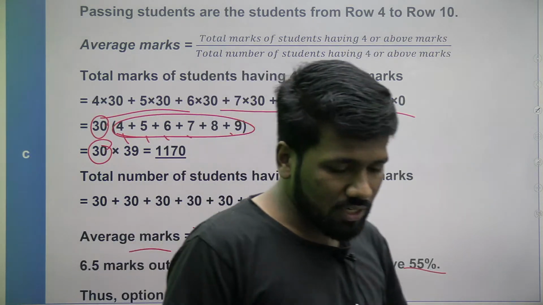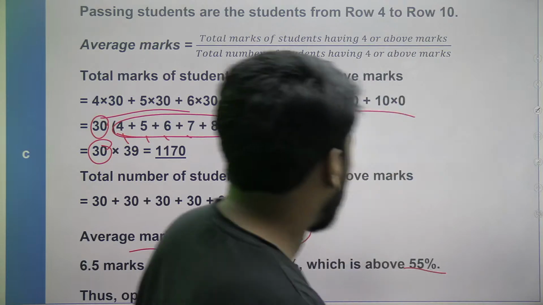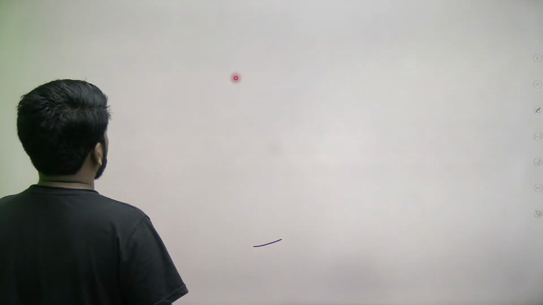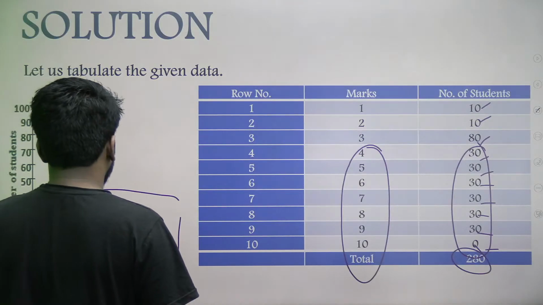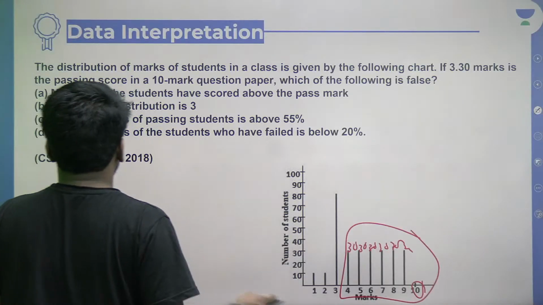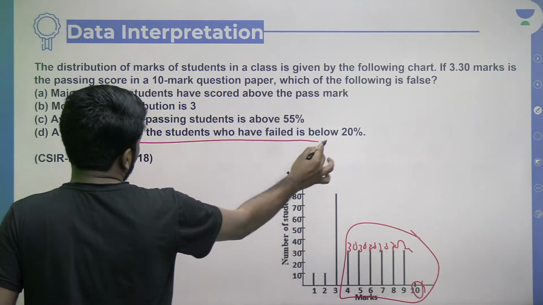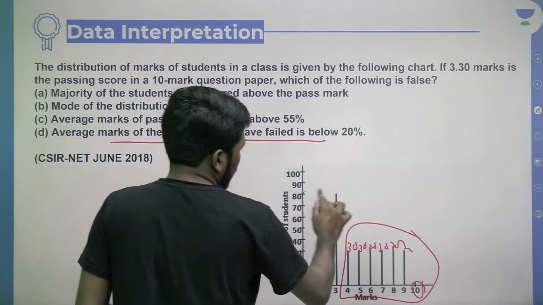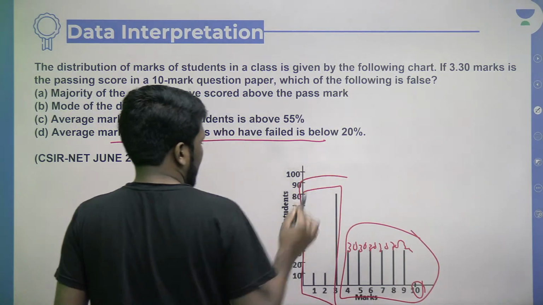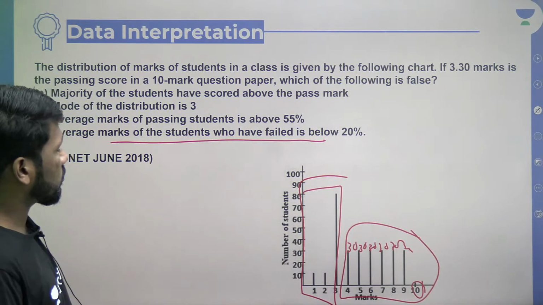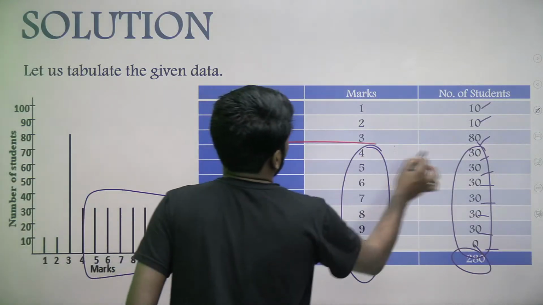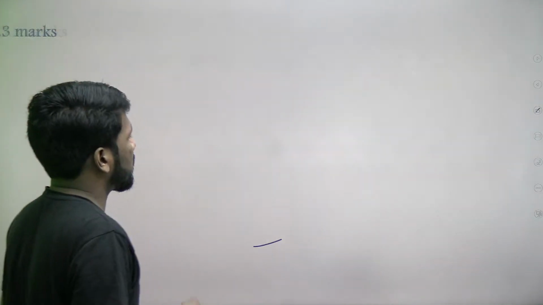We don't need true statements, we need the false statement. So if 3 statements are true, the remaining statement must be false, because one option must be correct. So definitely option D should be the answer, but let us verify. Average marks of students who failed. Students who failed are these 3 categories: 1 mark obtaining students, 2 mark obtaining students and 3 mark obtaining students, the first 3 rows in the table.